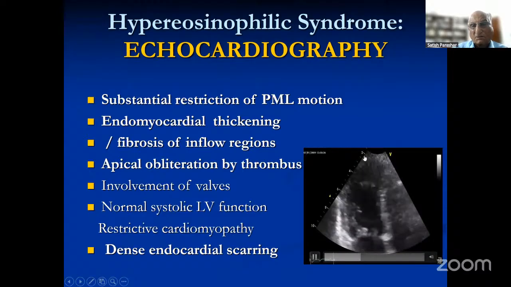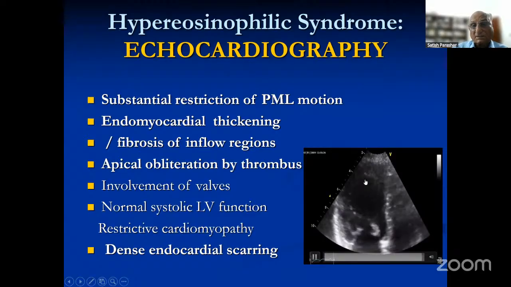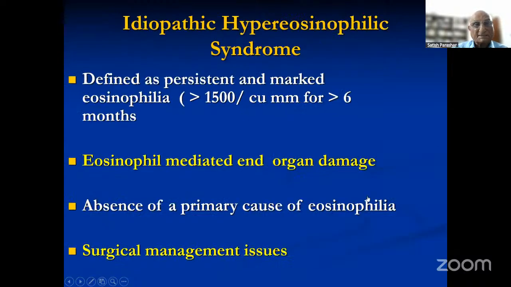So this was a thrombotic stage of a hypereosinophilic syndrome. And luckily, for the next 10, 15 years, she never went into a fibrotic stage. So the problem in these cases was the diagnosis with a persistent and marked eosinophilia for more than 6 months, and eosinophilic mediated end organ damage, absence of a primary cause of eosinophilia.